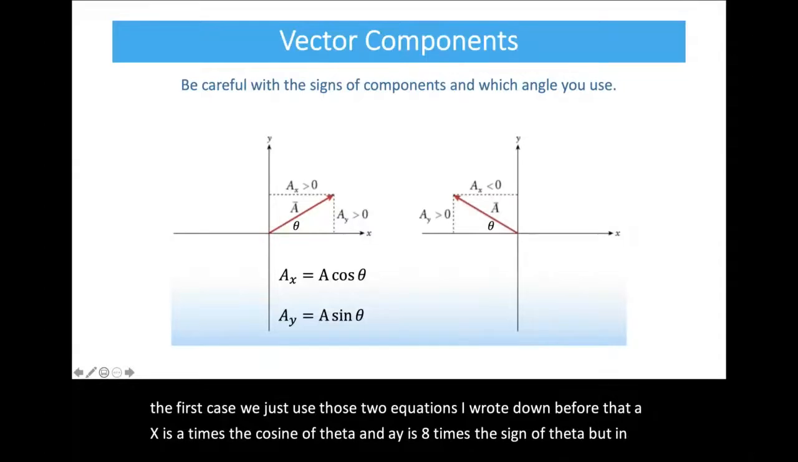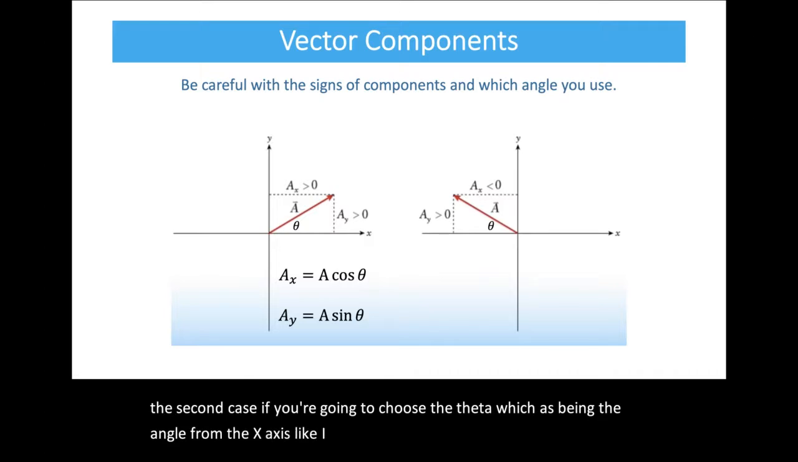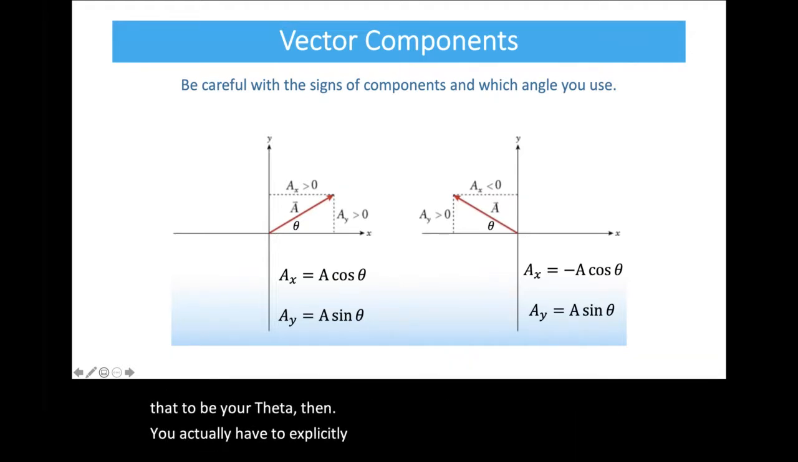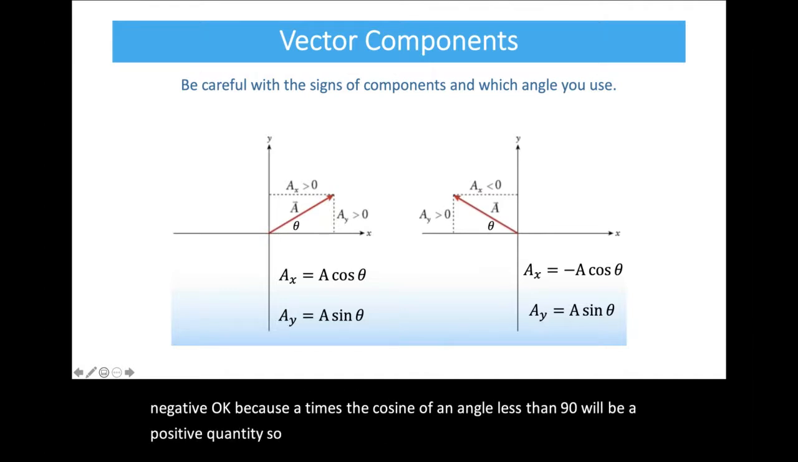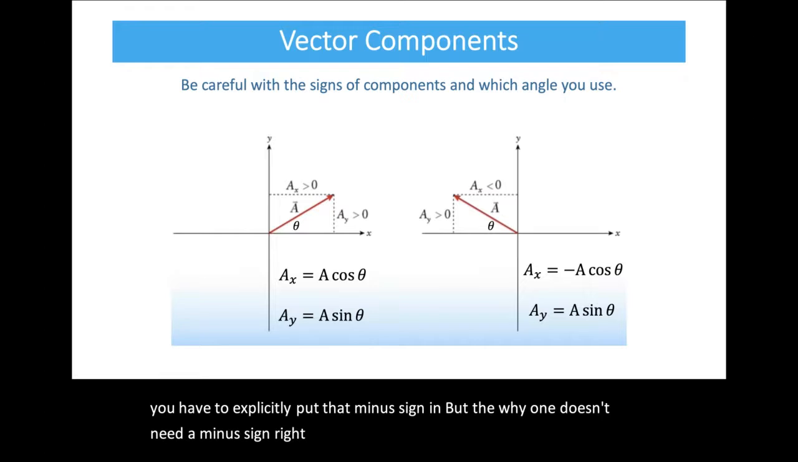But in the second case, if you're going to choose theta as the angle from the x-axis, like I drew here, then you actually have to explicitly put in the minus sign for ax to make it negative, because a times the cosine of an angle less than 90 will be a positive quantity. So if you want your x component to be negative, then you have to explicitly put that minus sign in. But the y one doesn't need a minus sign, because that's a positive component.